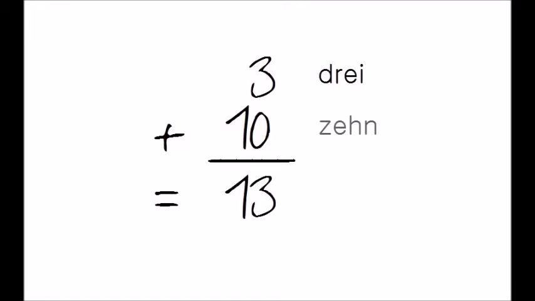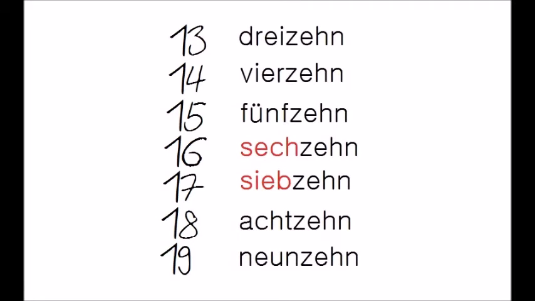3 plus 10 is 13. 13, 14, 15, 16, 17, 18, 19. I marked the exceptions in red. Watch out, 14 and 18 are not exactly following the pronunciation rules in naturally spoken German. But don't worry about these two.